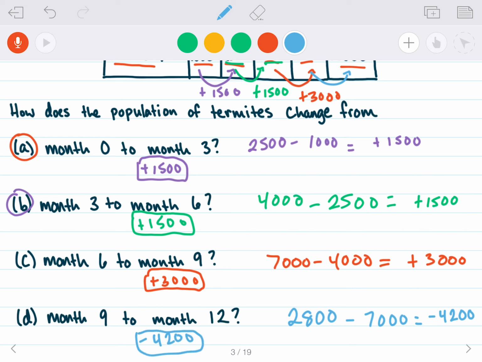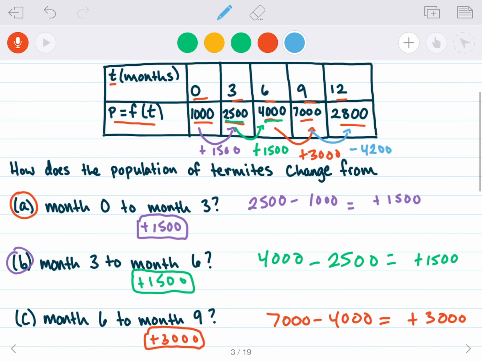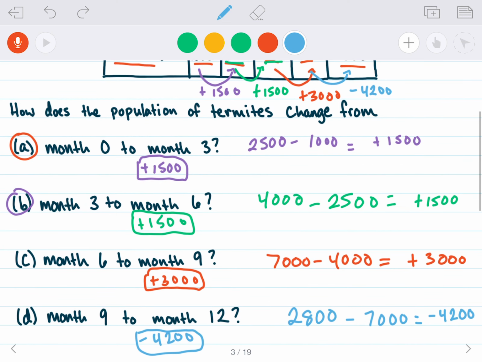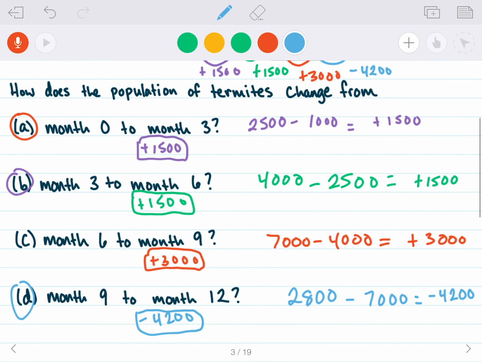I don't know why. Maybe the exterminator came out. You could think of your own little story to go with this situation. But the point is that at month 9, we had 7,000 in our population, and at month 12, we have 2,800. So I'm guessing the exterminator might have come and sprayed. But anyway, this is how you can get a little story from this table to see how the population is changing.